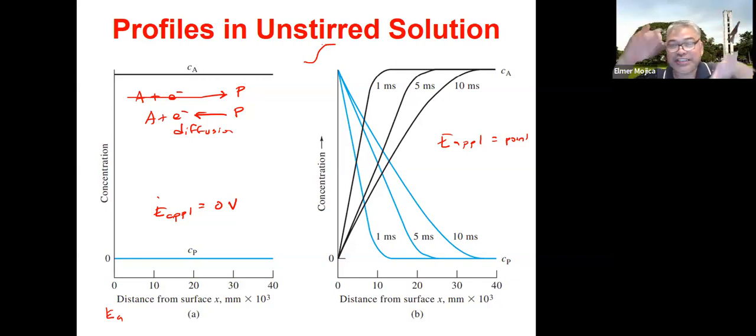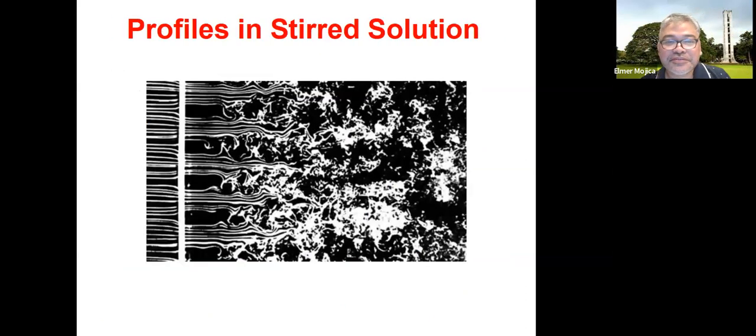Later on, I'll show you real-time data if you have an unstirred solution. Now, how is the profile for the electrodes in stirred solution? How is it different? This is just a visualization of the flow patterns in a flowing stream. We could say a turbulent flow on the right side becomes a laminar flow as the average velocity decreases to the left.